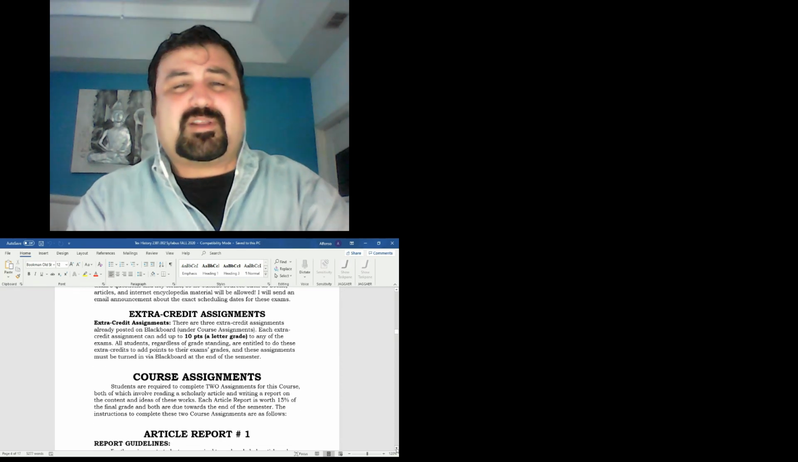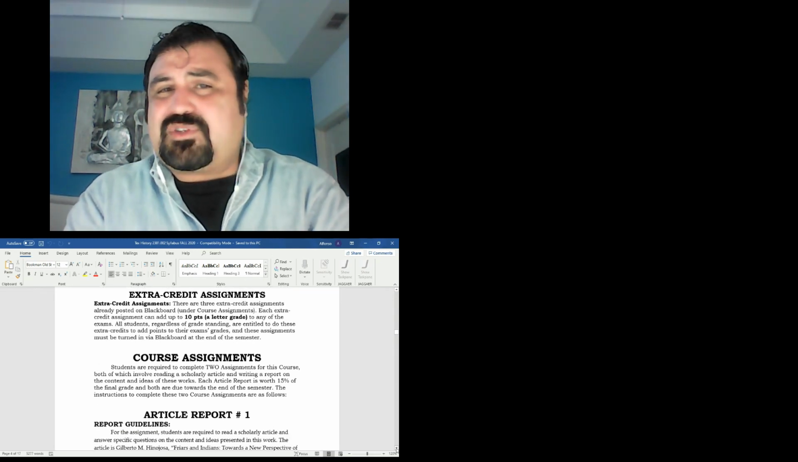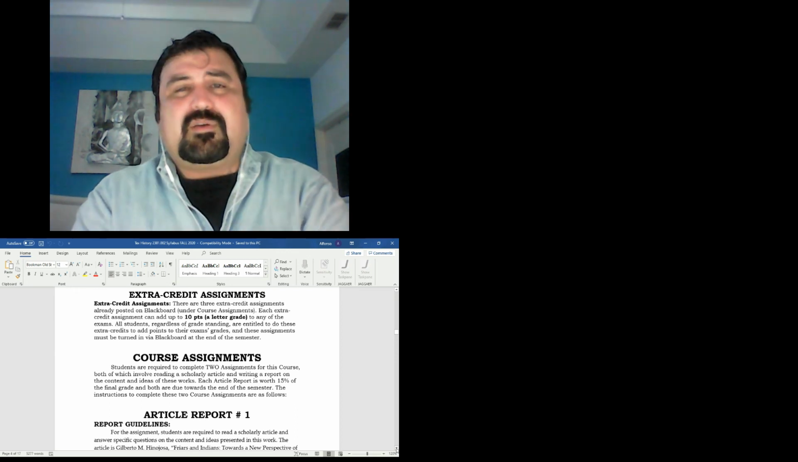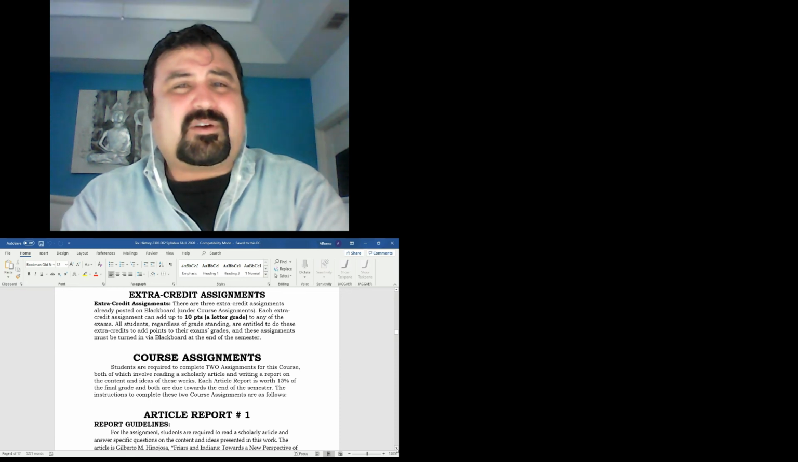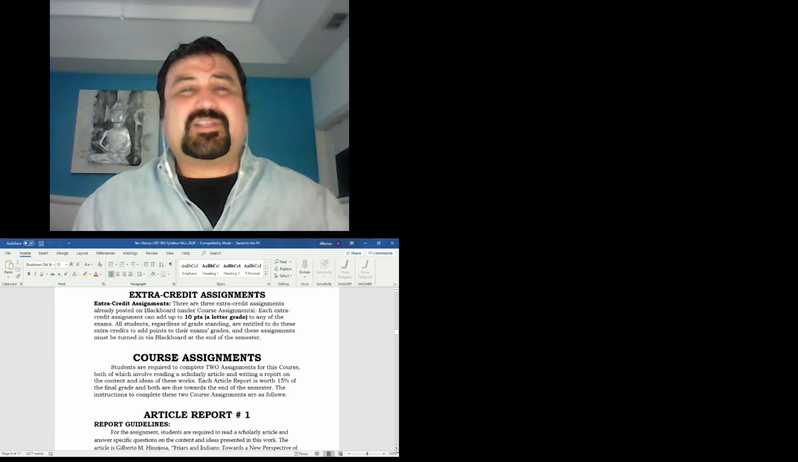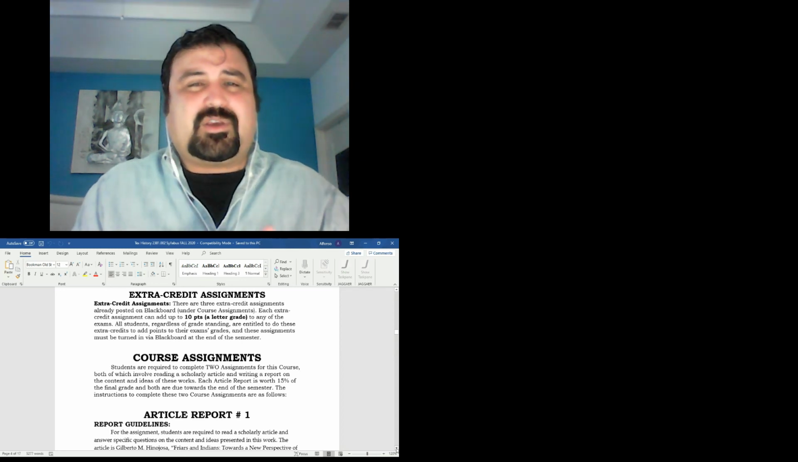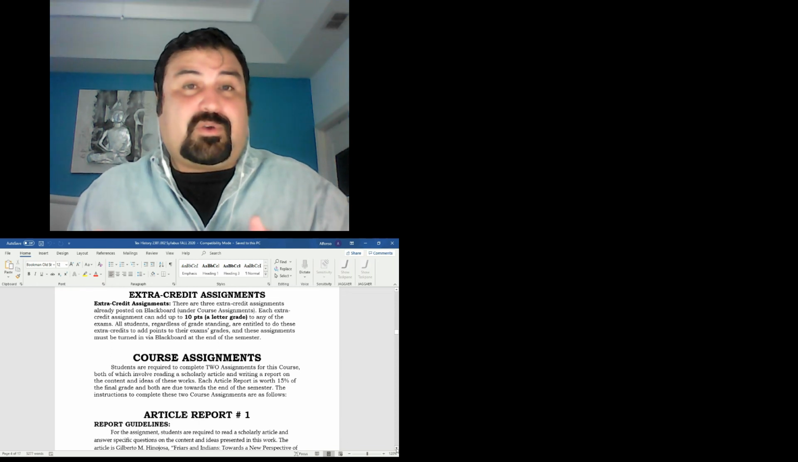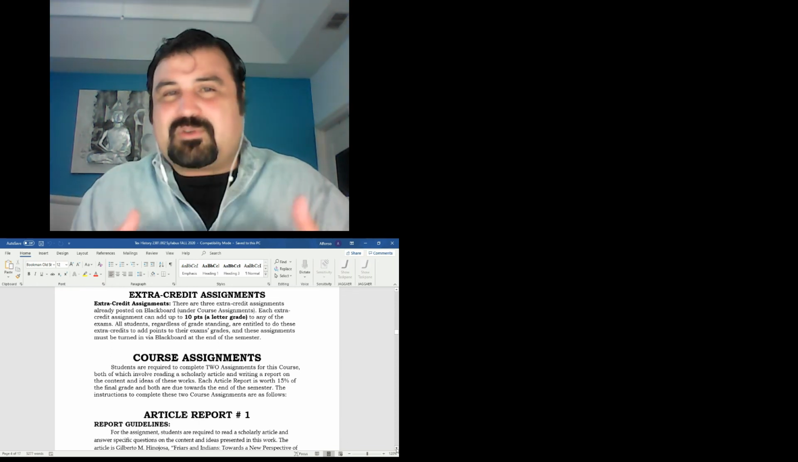There are extra credit assignments that are also going to be available. Three extra credit assignments will be offered for all students regardless of grade standing. This is a great opportunity to boost exam grades, because for every extra credit assignment you can earn up to 10 points for each exam. So you can increase your exam grades by a whole letter grade just by doing those extra credit assignments.